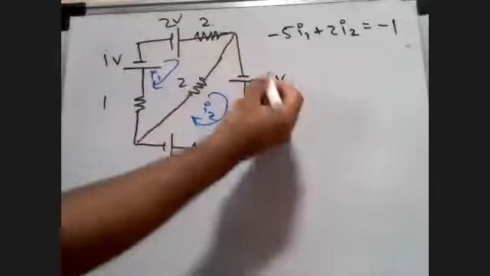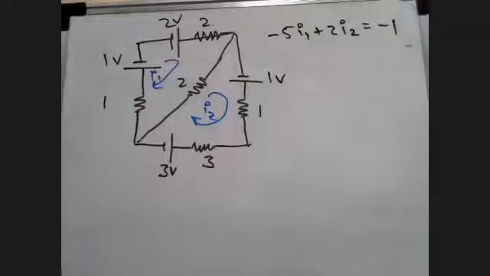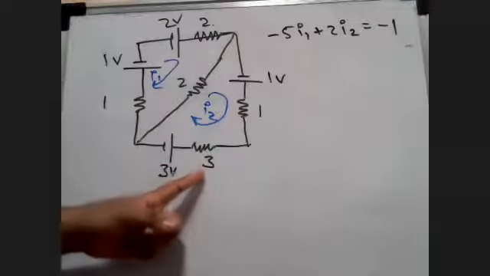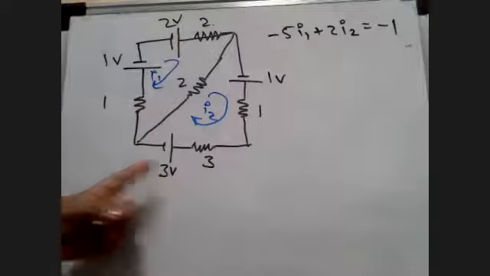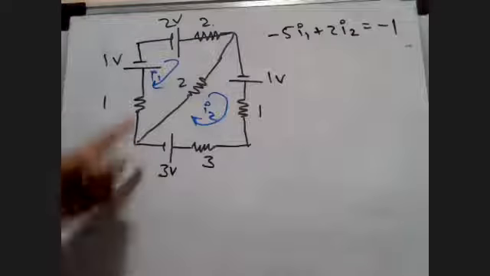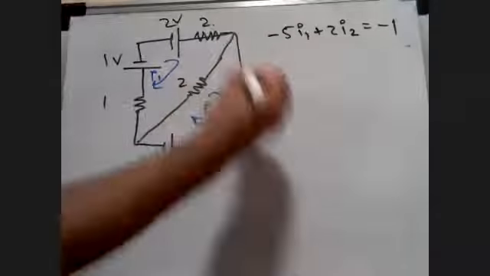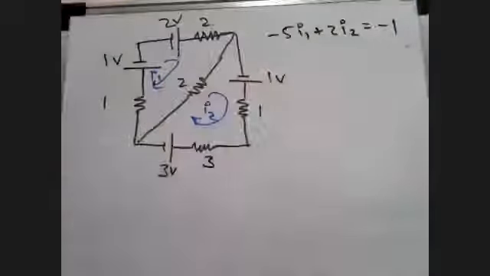Second equation, start from this. Minus I2, minus 3 I2. Then minus 3, and for this, minus 2 I2 minus I1. Always remember that. So I will write it from here, taken from that 1 volt.